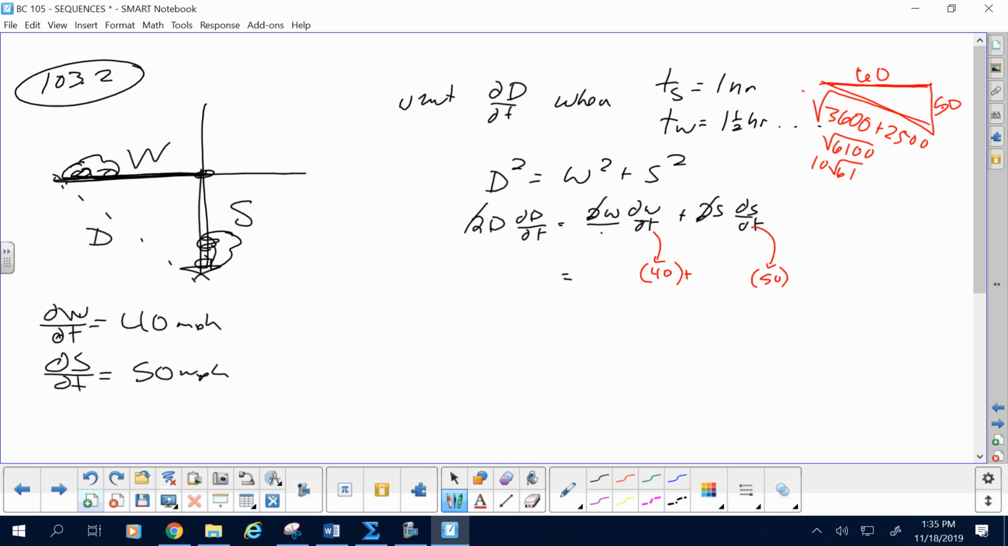You with me? Okay, so if I throw those in, 10 root 61, dD/dt is what I'm looking for. W is 60, S is 50. This should be home free for me. Okay. Any other questions on 103? Yes?